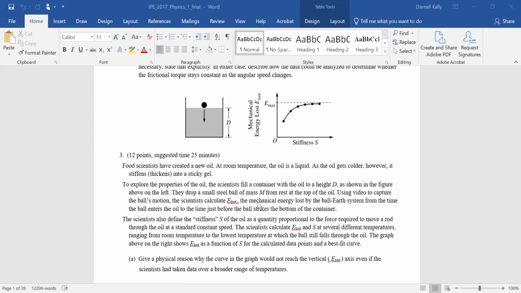So you just put an equation in there, the energy loss, which is equal to negative mgd. That's the second question. So yeah, the viscosity changes. It gets thicker and thicker, and so the speed is going to gradually decay. And we see that gradual decay reflected by this graph. Something like that.